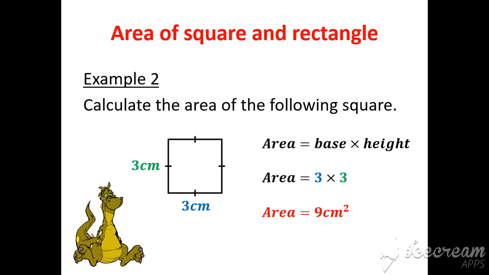Again, please put centimeters squared. Whenever you do area, you must have a unit with a squared. Remember, that means we're talking about a little square which is 1 centimeter by 1 centimeter, and we would have 9 of those that fit inside this square.